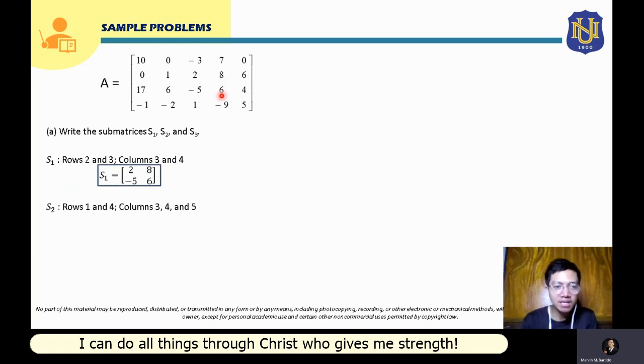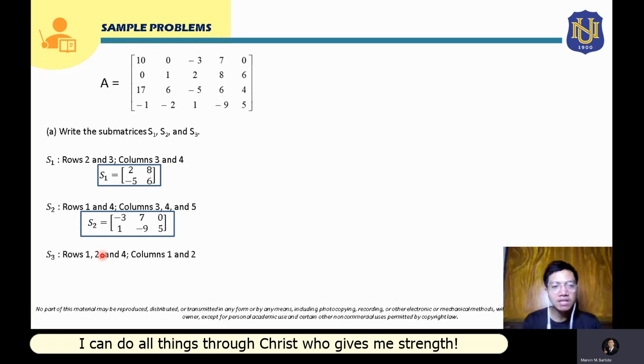Now for the second submatrix, that is rows 1 and 4. So this is row 1 and this is row 4, and then columns 3, 4, and 5. We write the corresponding elements from row 1 and row 4. In column 3, that will be negative 3 and 1. Then column 4, 7 and negative 9. And then column 5, 0 and 5. So this will be the submatrix 2.